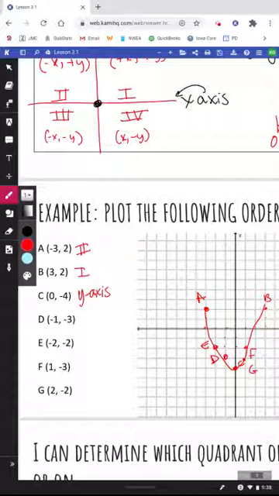D was -, -, which is quadrant 3. E was -, -, which is quadrant 3. F is +, -, which is quadrant 4. And G is +, -, which is quadrant 4.